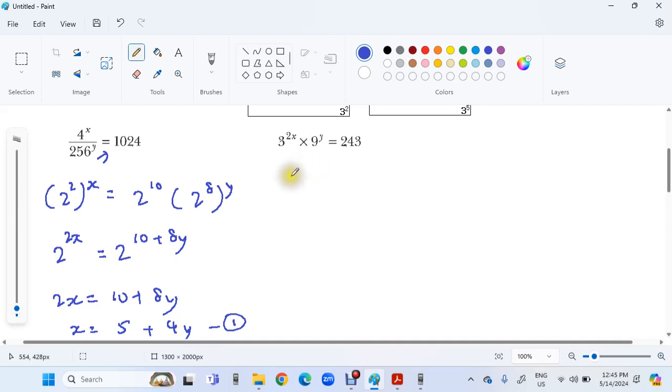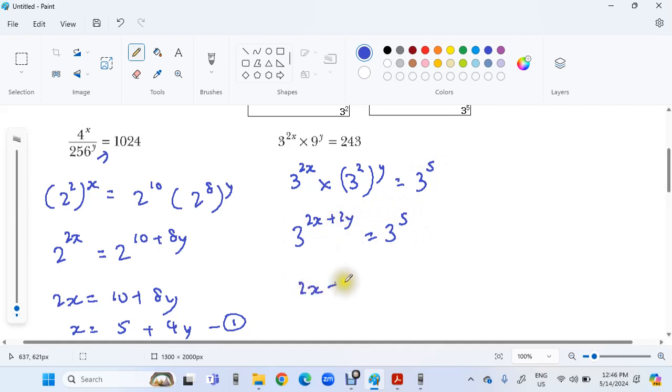Then this one, we have 3 to the power of 2x multiplied with 3 to the power of 2y is equal to 3 to the power of 5. So we have 3 to the power 2x plus 2y equal to 3 to the power 5. Then we have 2x plus 2y equal to 5. This is equation number 2. So we sub equation 1 into equation 2.